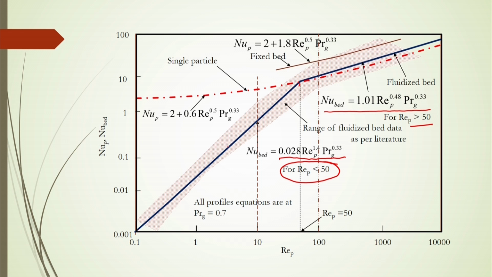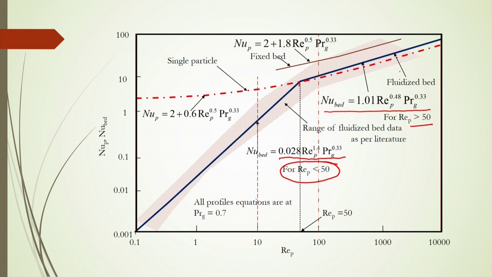If the Reynolds number is greater than 50, you will see that the Nusselt number of the bed will be a little bit higher than for the single particle, with all other constants kept the same. And another important point: if we consider the fixed bed, then the Nusselt number of the particles will be represented by this equation or profile, which is 2 plus 1.8 into Rep to the power 0.5 into Prandtl number to the power 0.33.